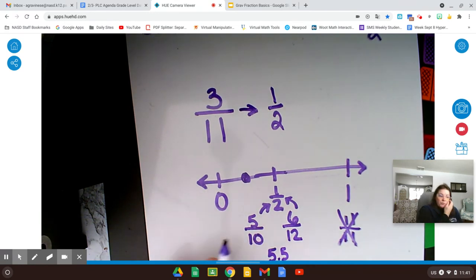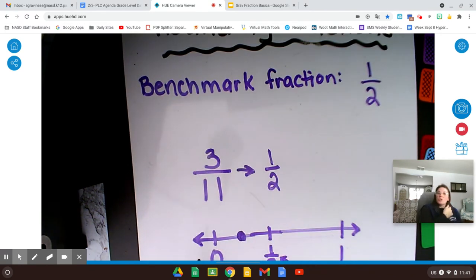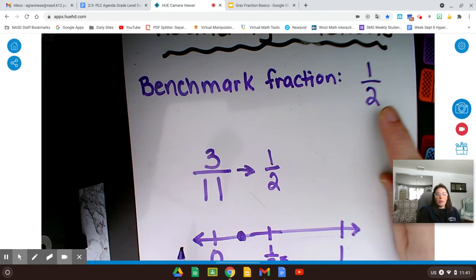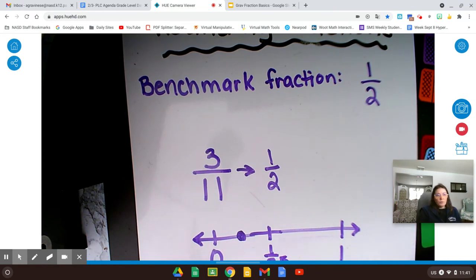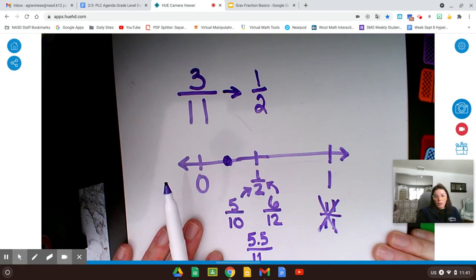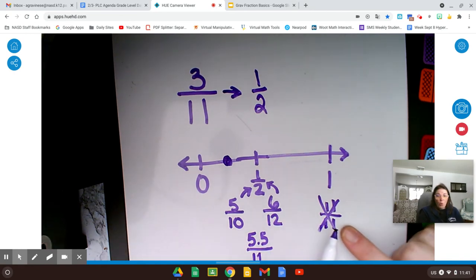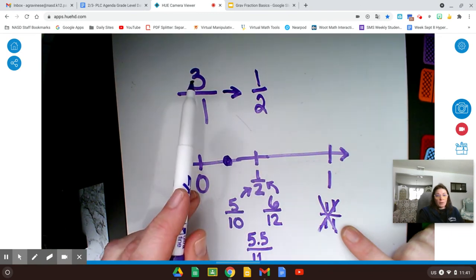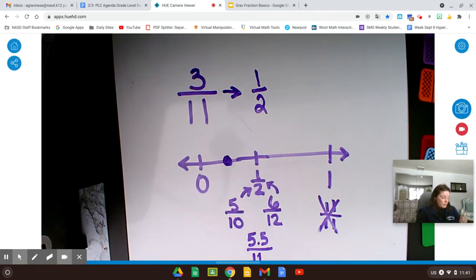So when we do these rounding fractions and we're thinking of the benchmarks of 0, 1/2, and 1 whole, it might help you to use fraction strips, draw a model. It might help you to draw a number line. It might help you to think of what the whole amount would be and what the half would be and compare it. And all of those strategies can help you to round your fractions.